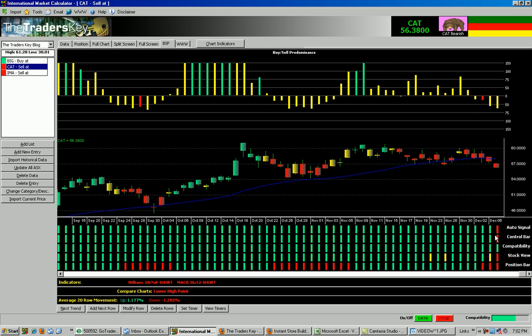Auto signal, first red bar, control bar, first red bar, compatibility is good, green, confirmed by this. Stock view, red, which is bearish, and here we have the big bear up here. And the position bar has been red for a while too. So I'm selling 100 shares, going short on CAT, and that closed at 56.38 as you can see.